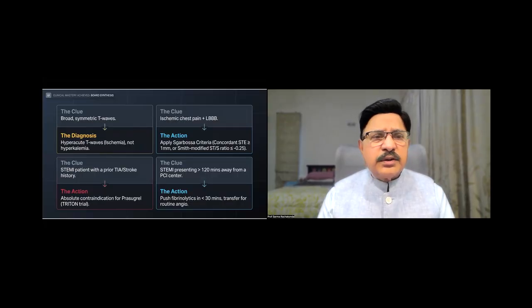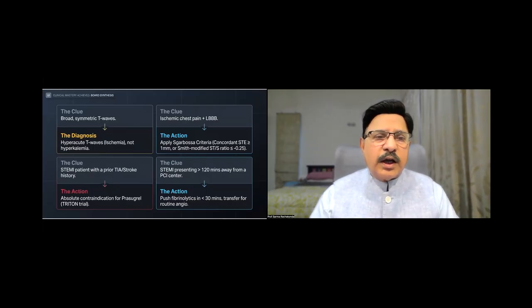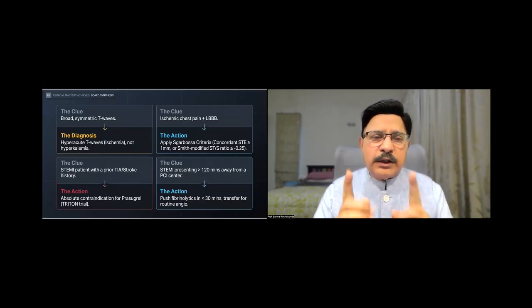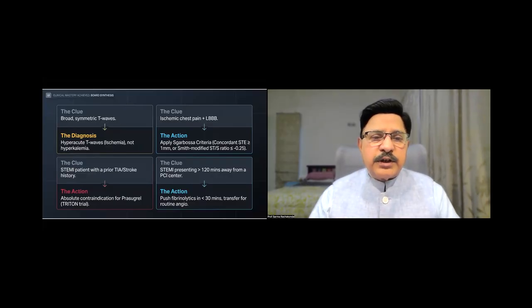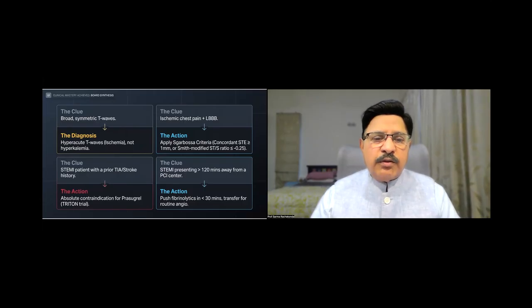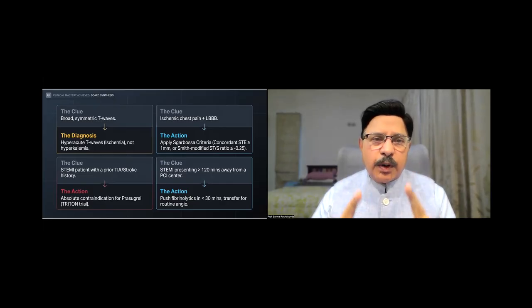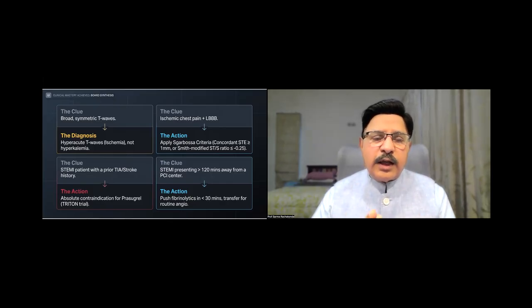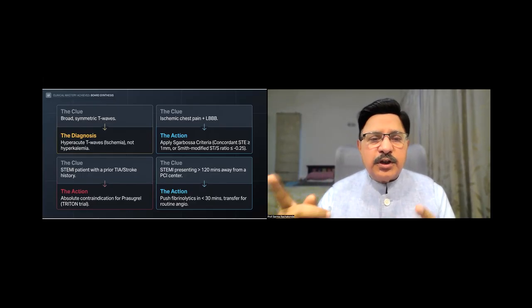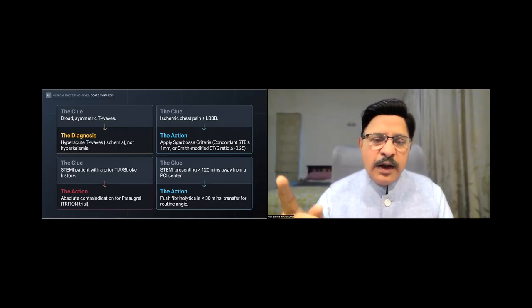the clue here is broad symmetric T wave inversion, hyperacute T waves, not hyperkalemia. Okay, in hyperkalemia, the base will be narrow. In STEMI patients with prior TIA and stroke, prasugrel is contraindicated. So look at the T wave. T waves are broad and symmetric and not narrow like hyperkalemia. And I know it is an acute presentation, but I ask the history. No history of TIA, no history of stroke for this patient. Prasugrel is not contraindicated, so I can give prasugrel. Suppose there is TIA and stroke, I give ticagrelor and not prasugrel.